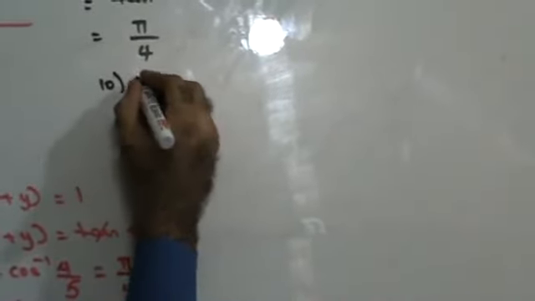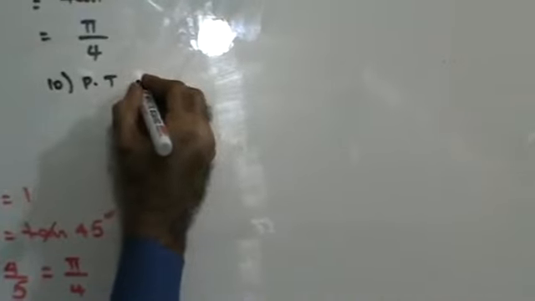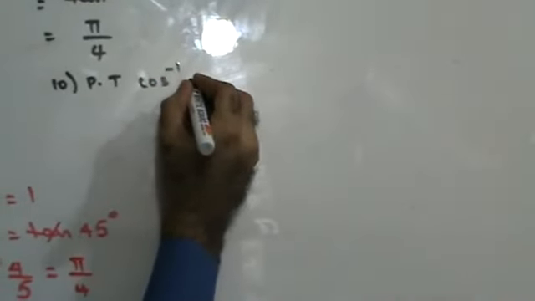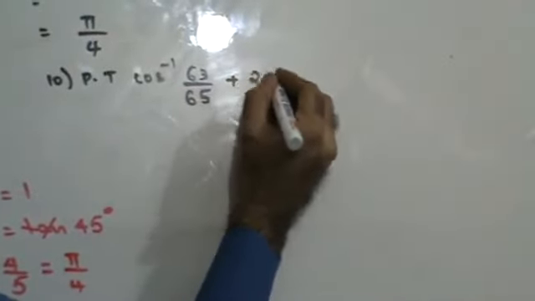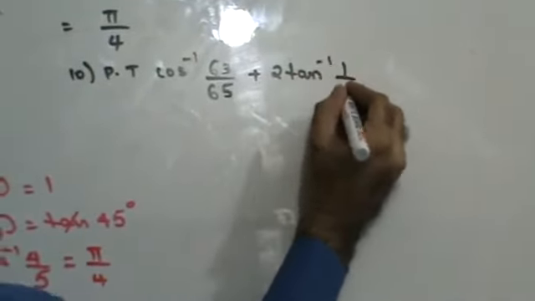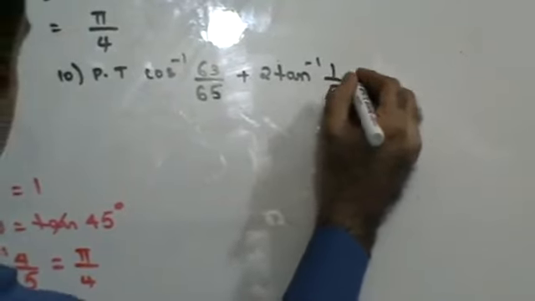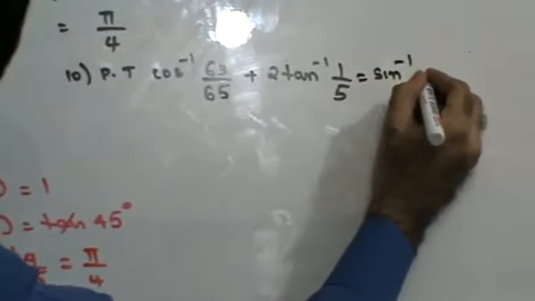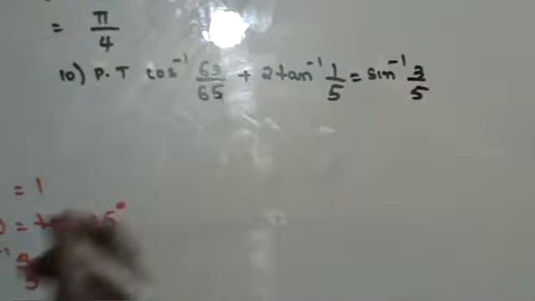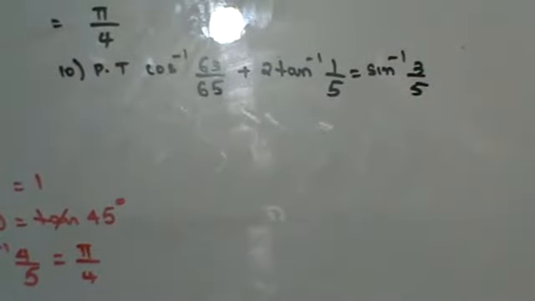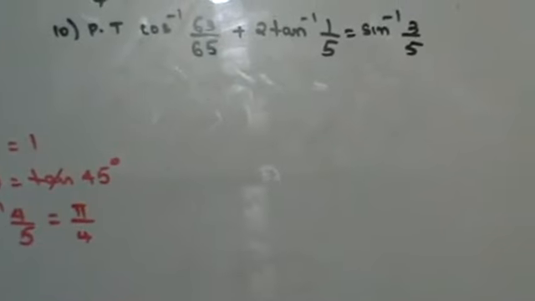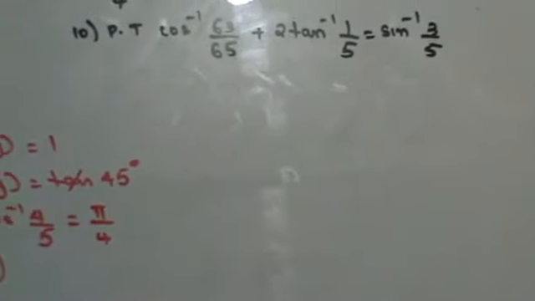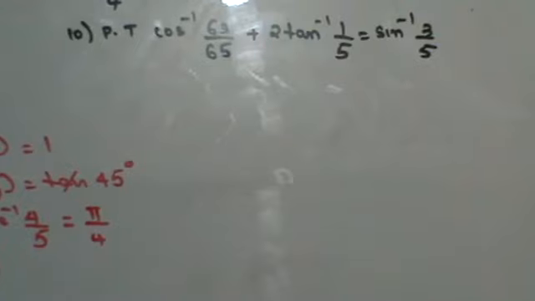Prove that cos inverse of 63 by 65 plus twice tan inverse of 1 by 5 is equal to sin inverse of 3 by 5. Right? Now, I have multiple functions here. I have cos, tan and sin, all of them. So I'll have to make an assumption here to do the sum.